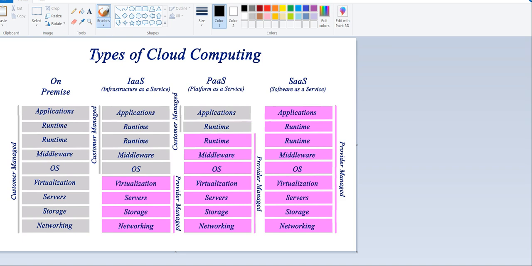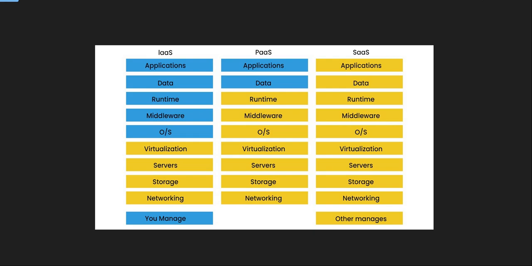Now just see the layers: application, data, runtime environment, middleware, OS, virtualization, servers, storage, network. The blue color is what you have to maintain, and the yellow color is what the provider manages as a service. So look at this, and you now have one idea about cloud computing.